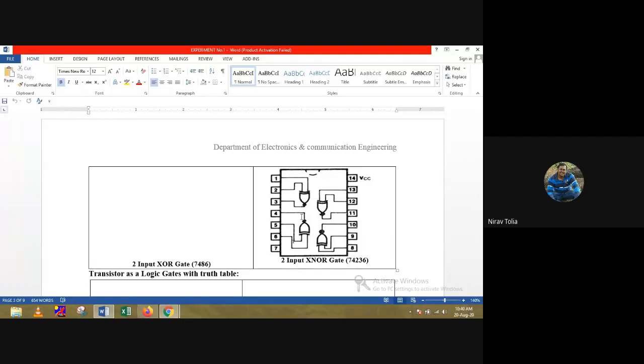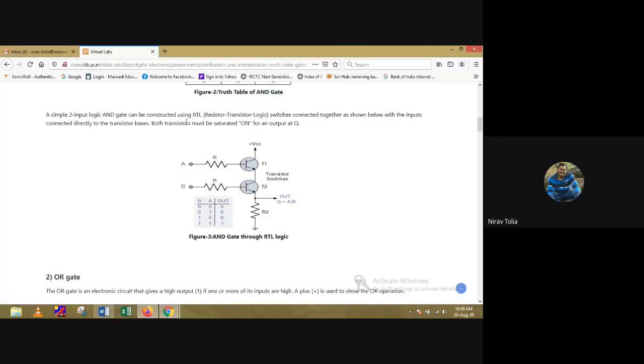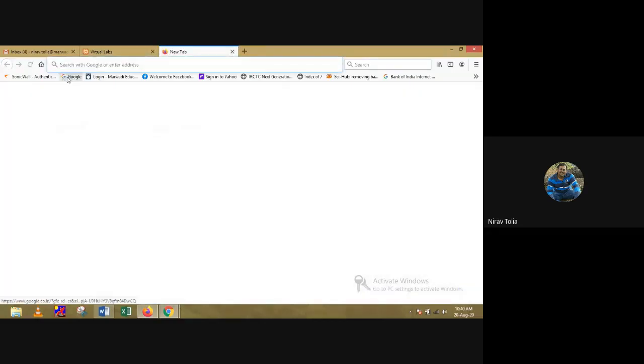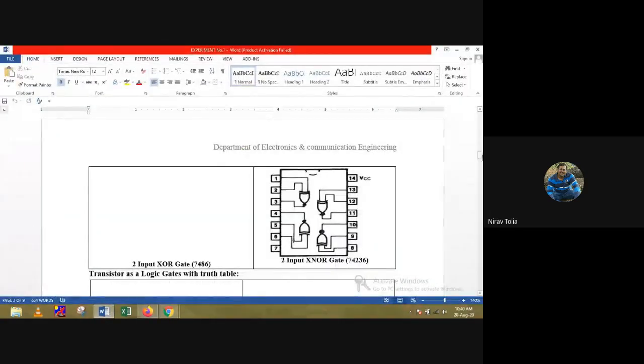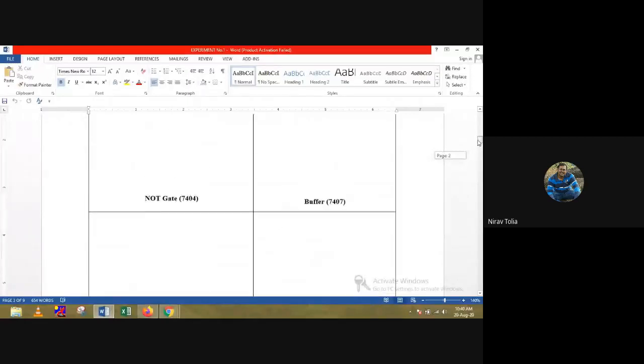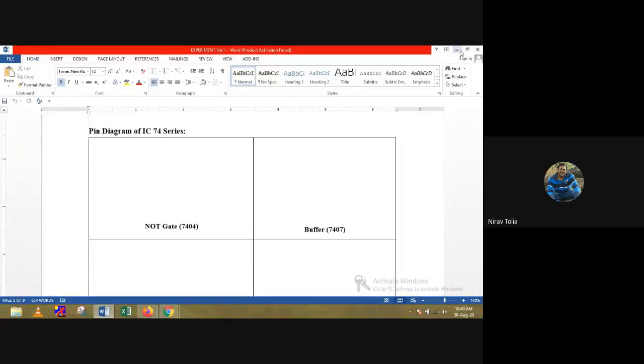All the logic gates come in the form of ICs which have 14 pins. So you have to draw the symbols of that IC like I am drawing here. Simply, you just have to Google it. Which IC do we have for a NOT gate? It is 7404.